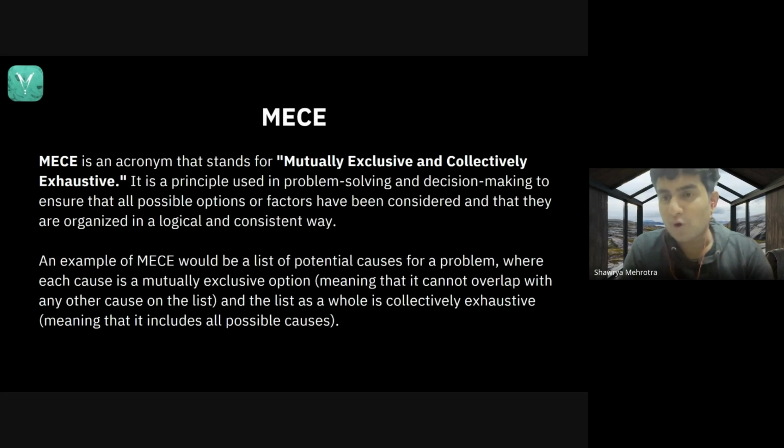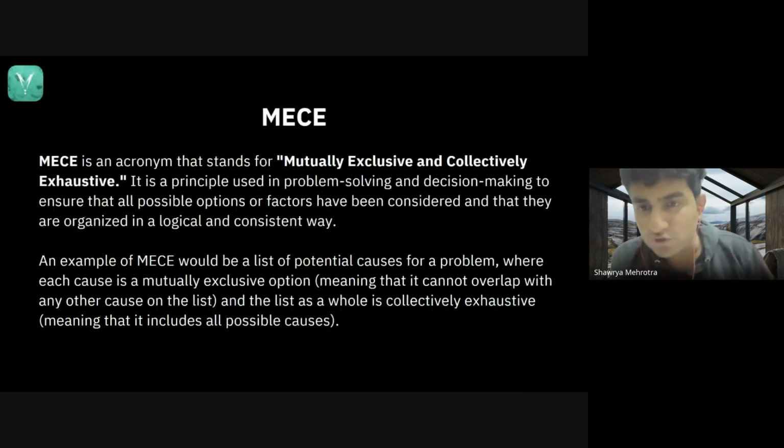So whenever you're solving a problem, what is a case study? A case study is essentially a business situation where a client is either encountering an opportunity or a problem, and it is your responsibility as a consultant to help them navigate through it.